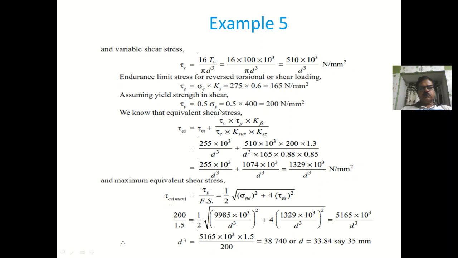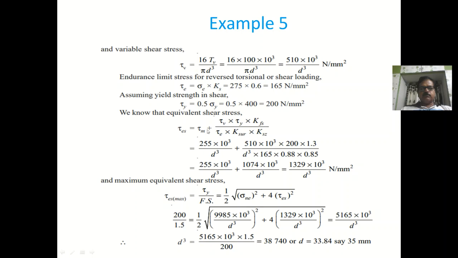Here are the things you require. The endurance limit for shear loading is given by the 0.6 factor. The endurance limit in normal is 275. For reverse torsional or shear loading, 0.6 of that is 165. The yield strength in shear is 50% of the normal yield point. The yield point in the normal direction is 400, and in shear it is 50% of that, which is 200. So let us take all these things for the equivalent shear.